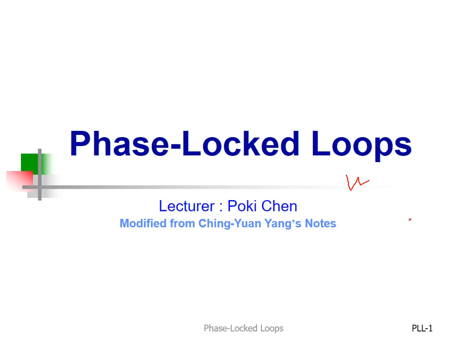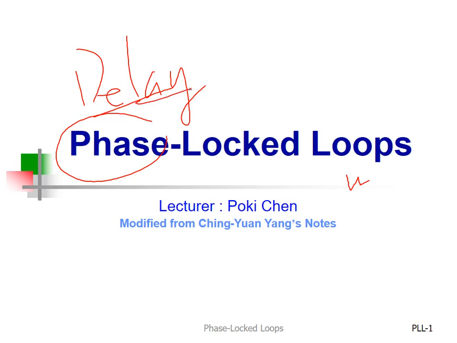Let's go for face lock loop. Anyway, we have two kinds of lock loops. First of all, we would like to lock the face, and the other one, we would like to lock the delay. So PLL and DLL actually are the most important tools for lock loops.